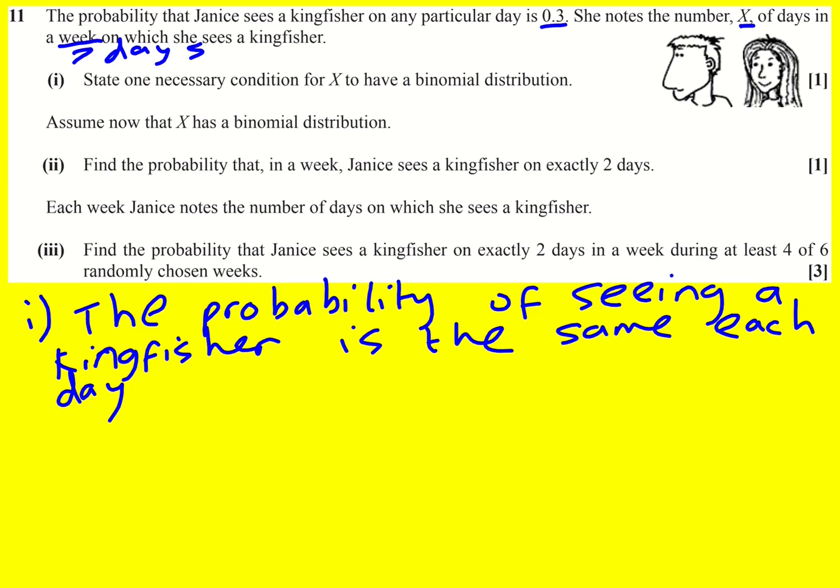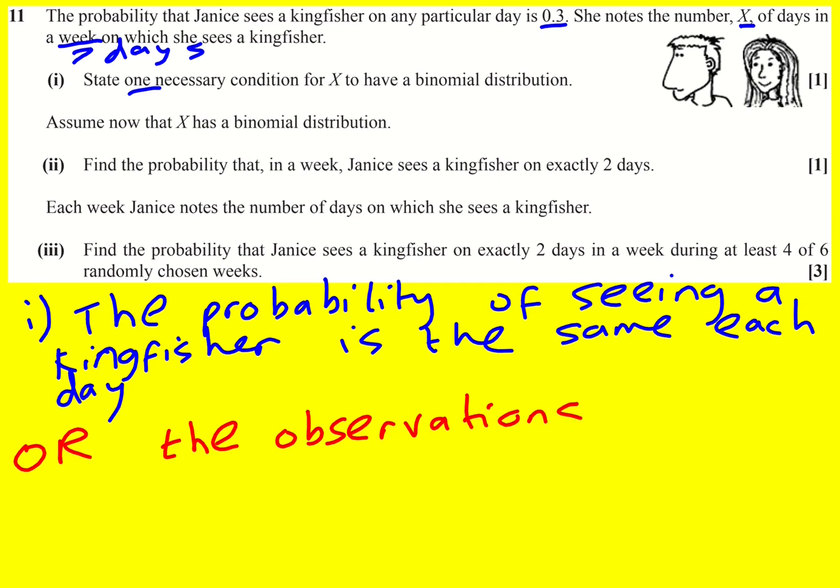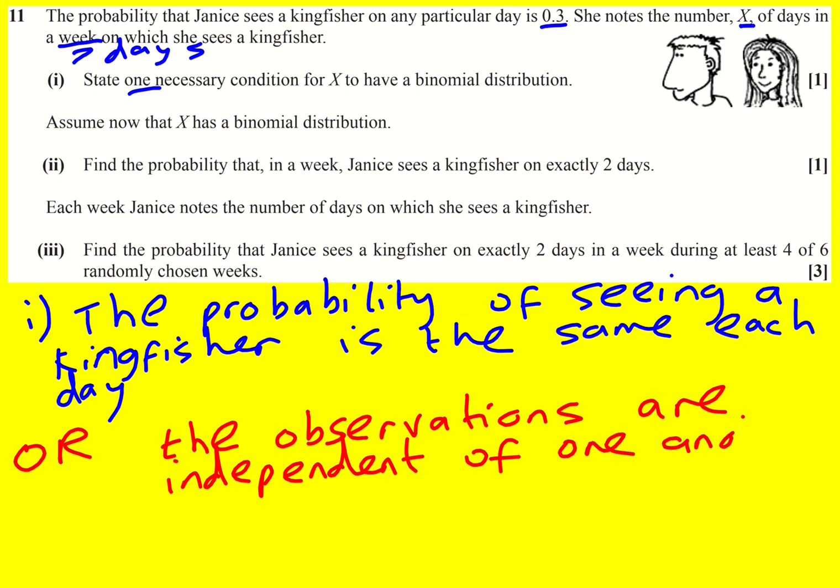Second reason, you only have to give one, but I'm going through answers here, so I'm going to give you a second reason. The observations are independent of one another.